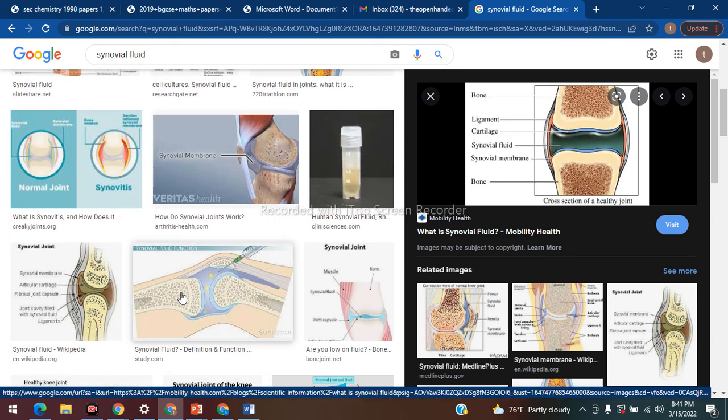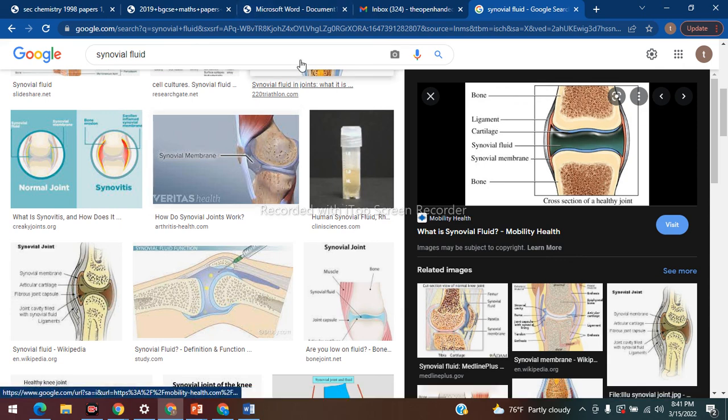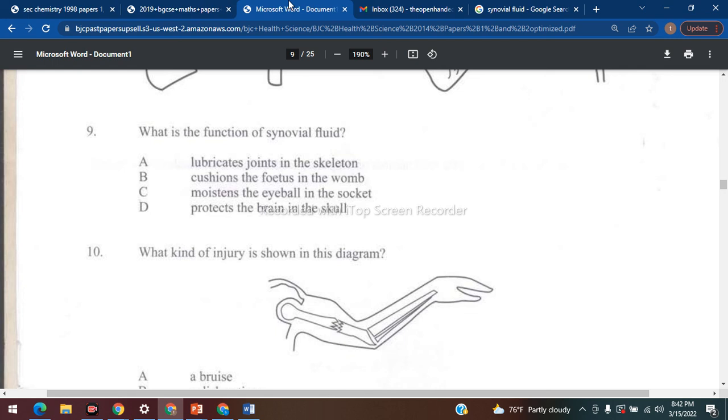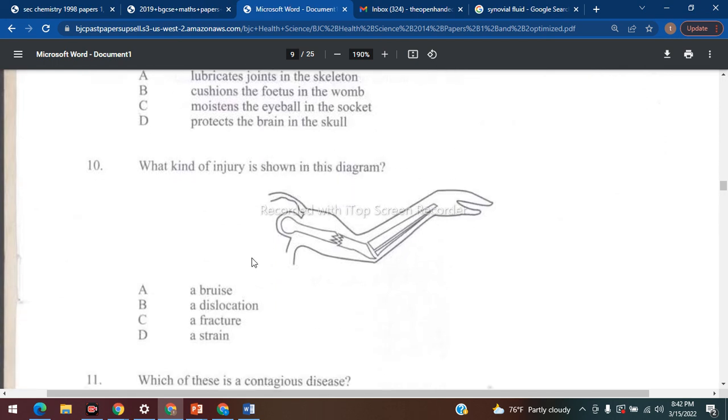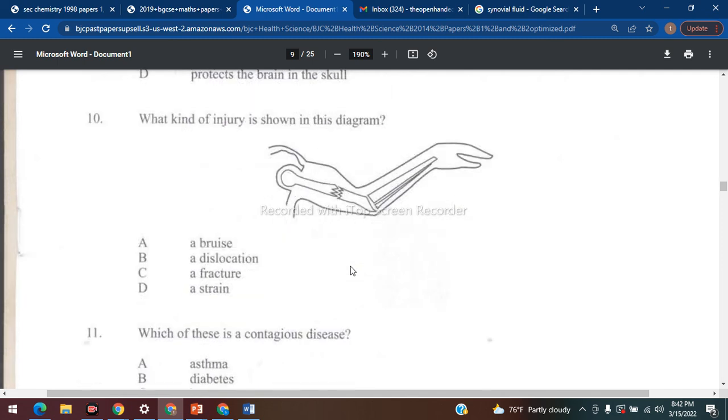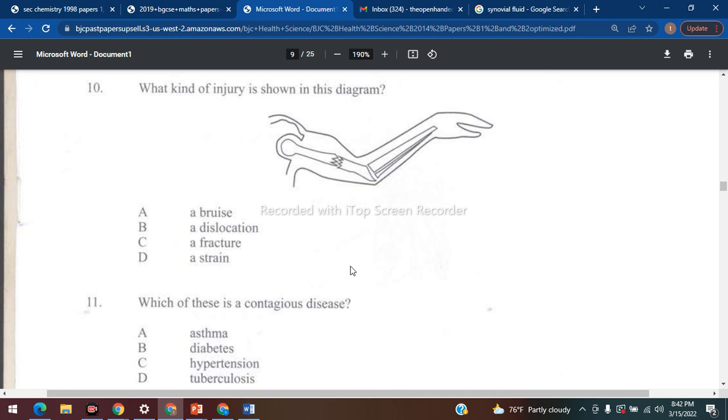Okay. Next up. Alright, number 10. What kind of injury is shown in this diagram? C. Fracture. That's correct. A fracture. The bone is actually broken. Like literally broken in two. I was going to say dislocation. No. Dislocation just means when it's moved.